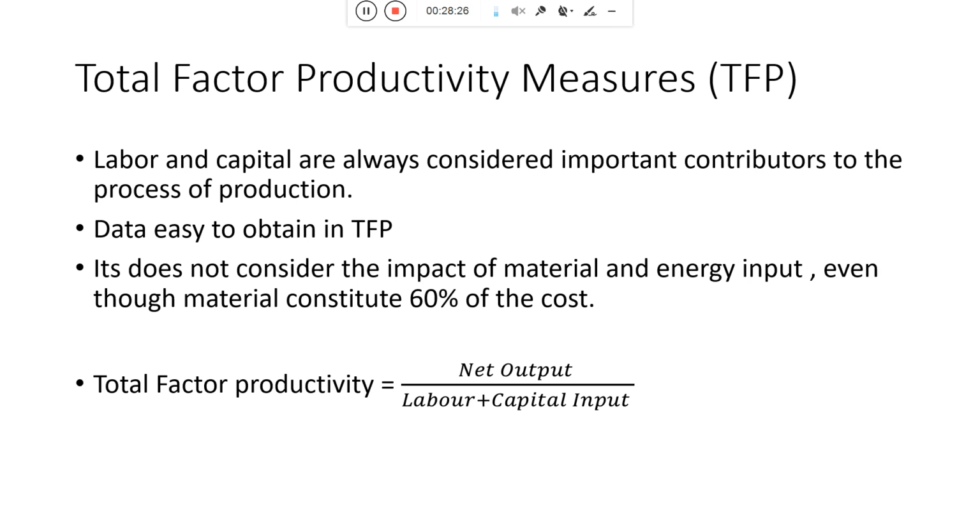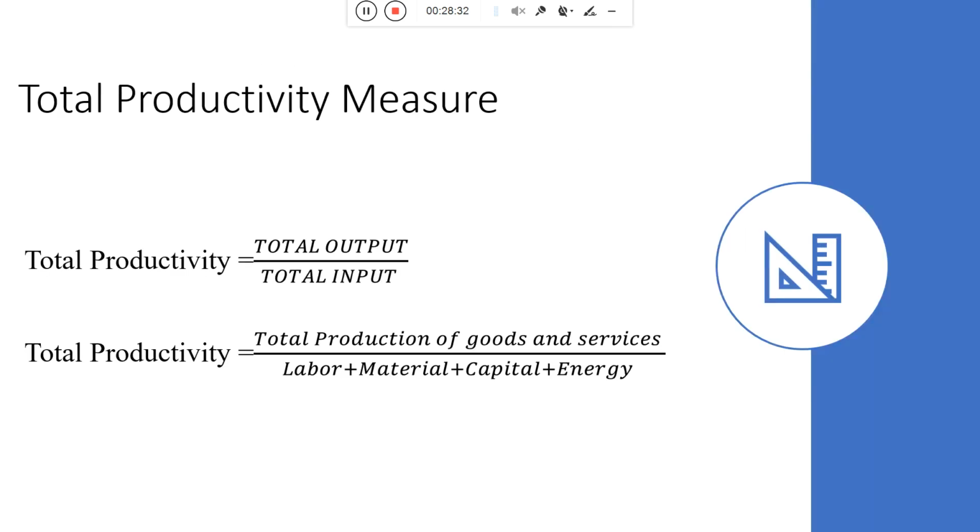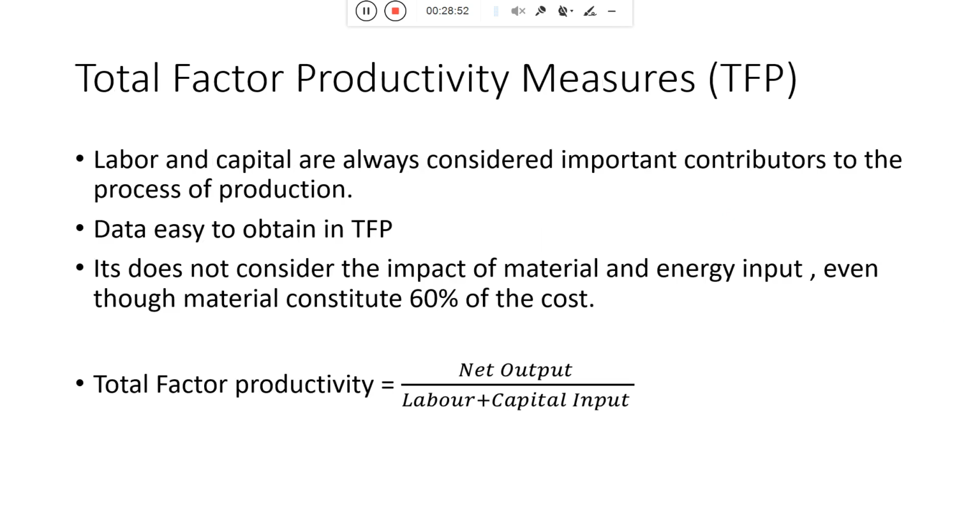The next point: data is easy to obtain in TFP. So what is the advantage? When I talk about the total productivity measurement, you need to measure all the data related to input. Many times all the data is not available in the plant, like other miscellaneous expenses. Then how can you calculate the total productivity measurement? That is one difficulty. But with the total factor productivity measurement, every company maintains data related to labor and capital. So the data is easy to obtain in total factor productivity.